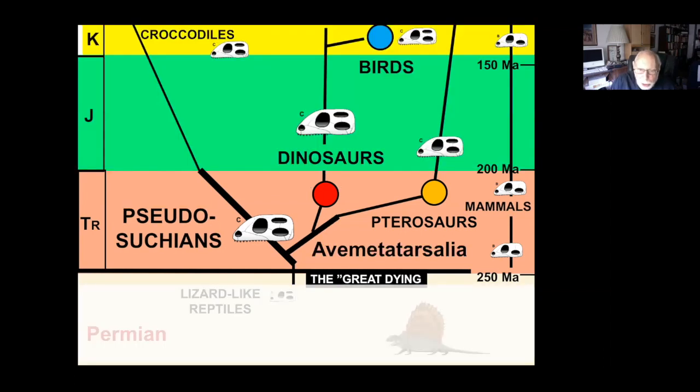The group that spawned off is called by scientists Avemetatarsalia. It took me several weeks to learn how to pronounce that, and I hopefully won't have to do it again. But that is a group that paleontologists use to identify the group that includes the birds, the dinosaurs, and the pterosaurs, but not the crocodiles or lizards.